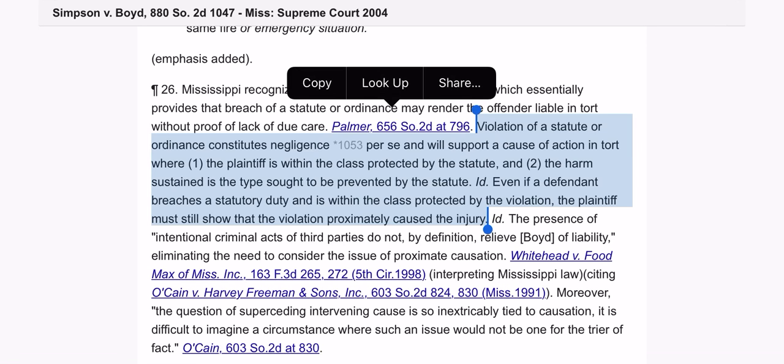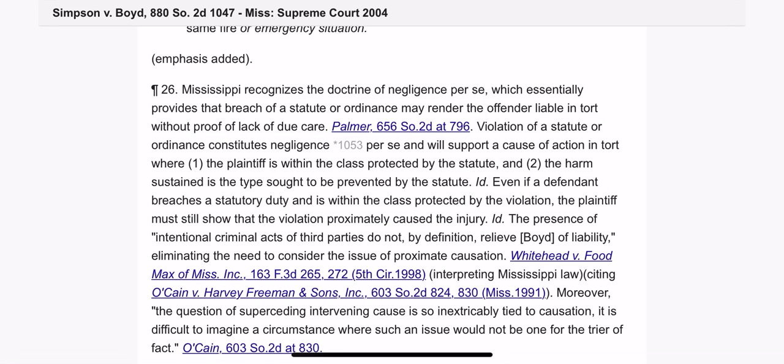Even if a defendant breaches a statutory duty and is within the class protected by the violation, the plaintiff must still show that the violation proximately caused the injury. So it goes on, and then it also lists cases that it referenced and all of that. And this is definitely for Mississippi, so that's definitely the answer.